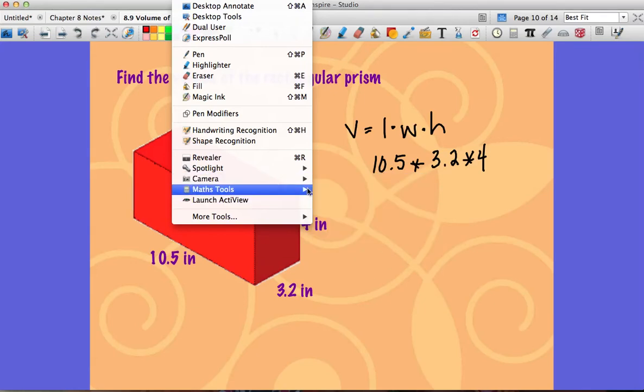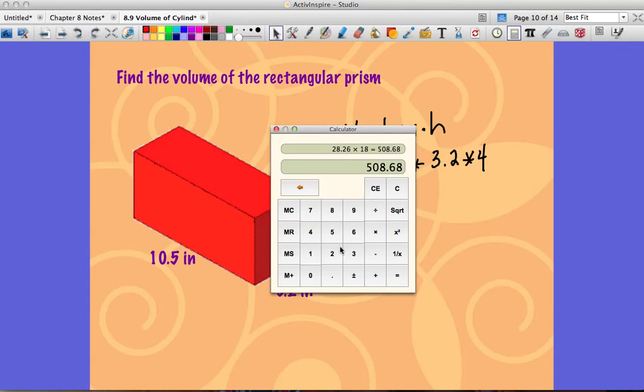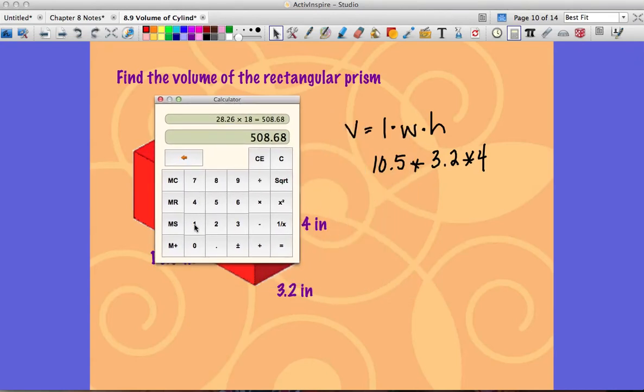Okay, and we are just going to go ahead and use a calculator here. So we have 10 5/10 times 3 2/10 times 4, which gives us 134 4/10. Again, because we're working with volume, it's units. In this case, those units are inches cubed.